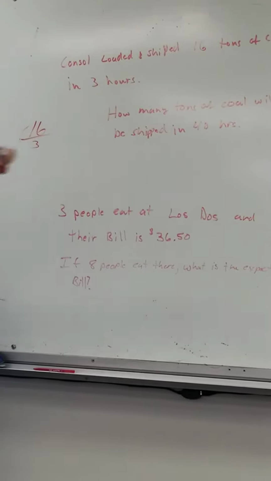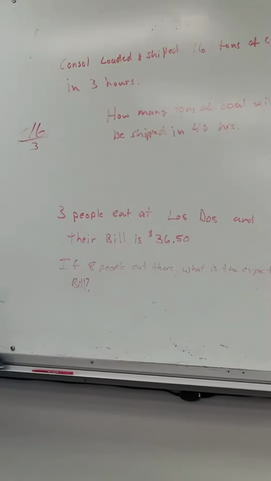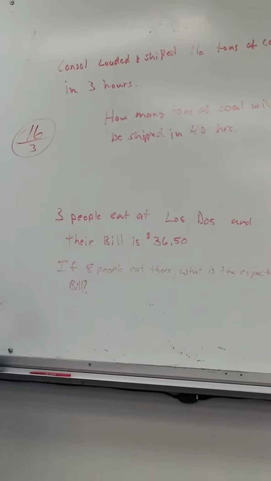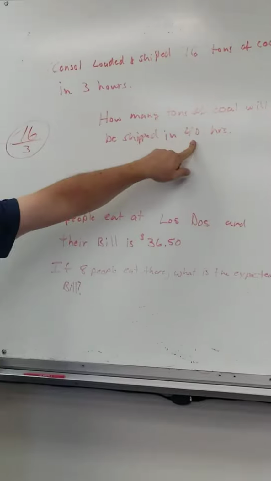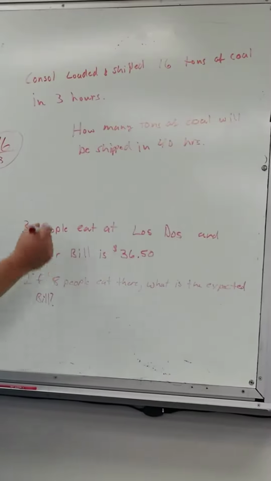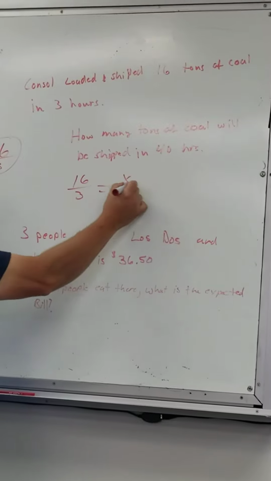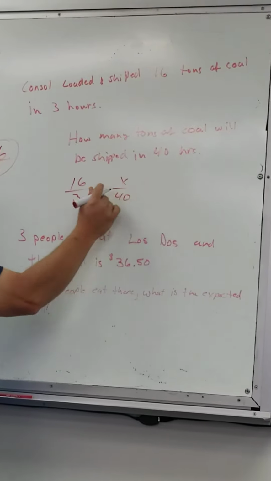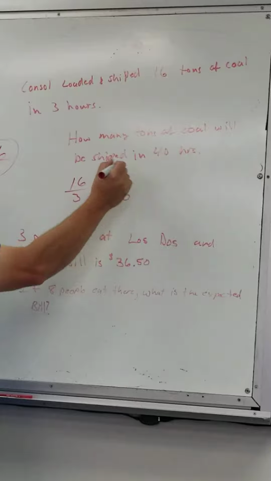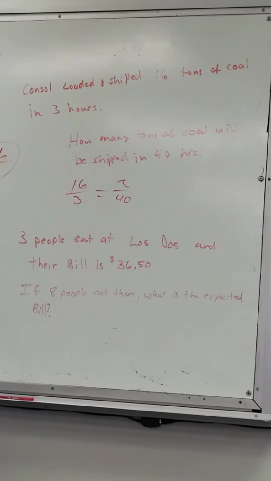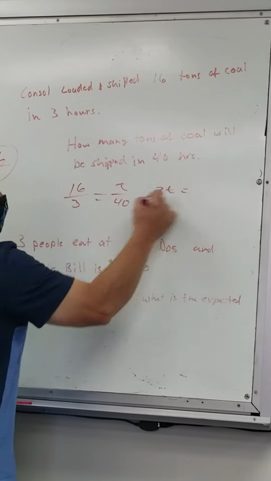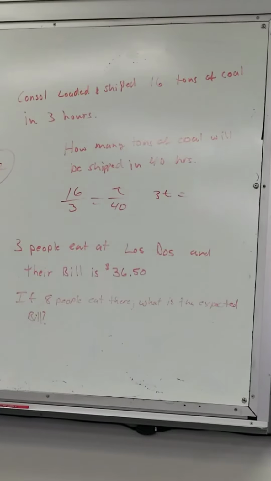I could divide that. If Kaylee's doing it, she's going to divide this and then times by what? 40. Some people will say 16 over 3 equals X over 40, because I don't know how many tons. Yeah, you could put T for tons. And then you're going to cross multiply it. 3T equals, I don't know what 16 times 40 is. Somebody will have to help me.